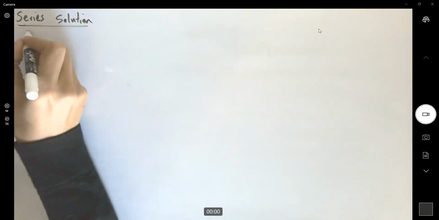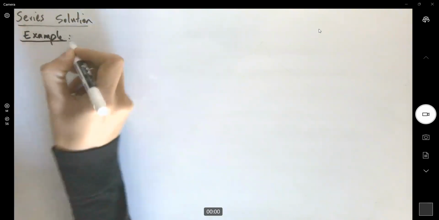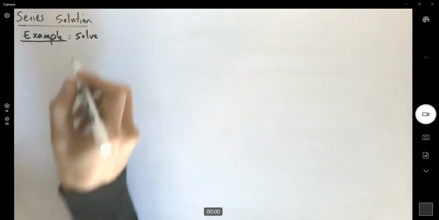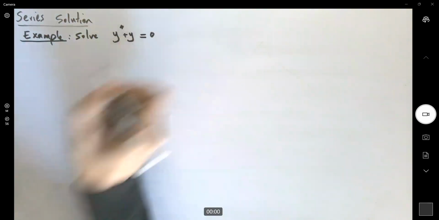Let's take a look at another example. This example says, solve the following differential equation. So let's take a look at the example. This example is the second derivative of y plus y is equal to 0.